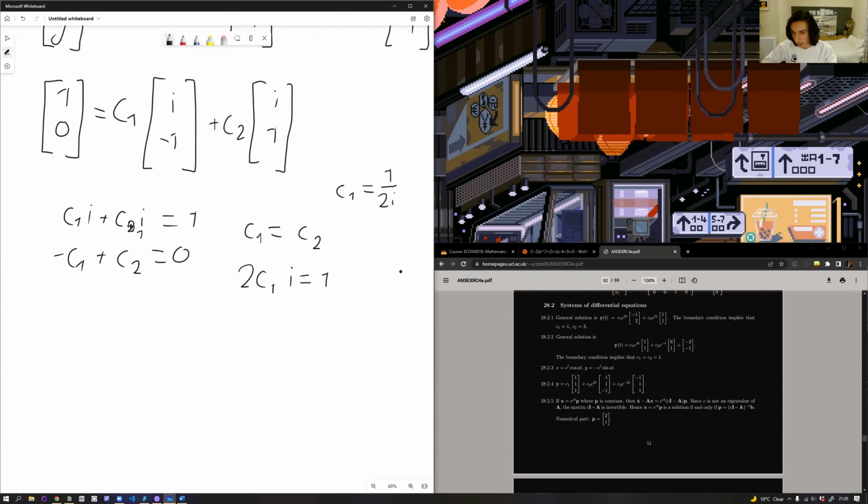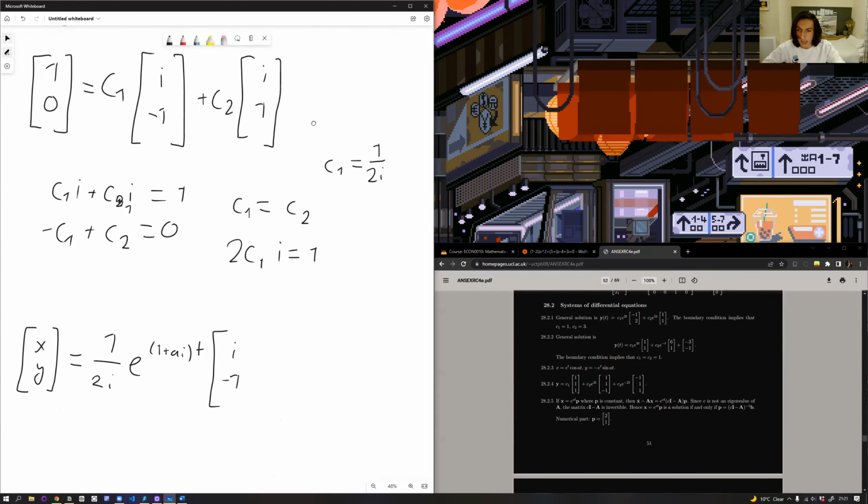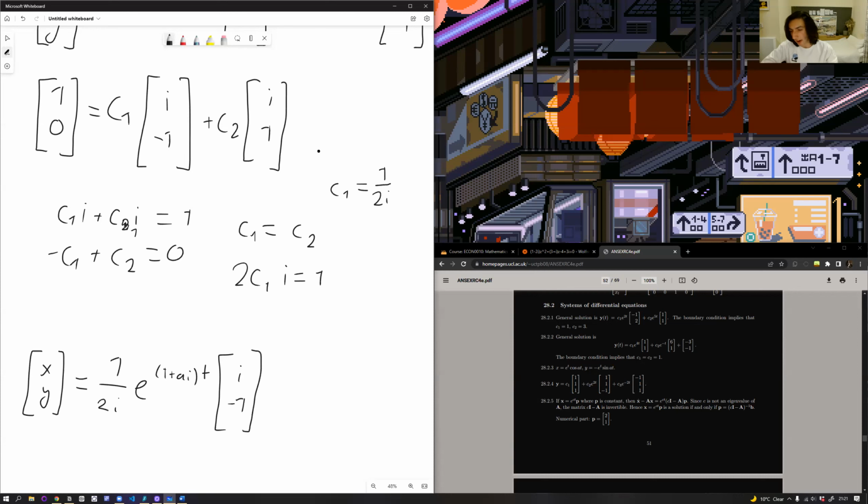So now we know that the solution is x, y is equal to 1 over 2i e to the power of (1 plus ai) t. Dear Lord, this is complicated. Was it i minus 1 or was it minus i? I need to double check. It was i minus 1. Okay, cool. All right. Okay, so we've got that.